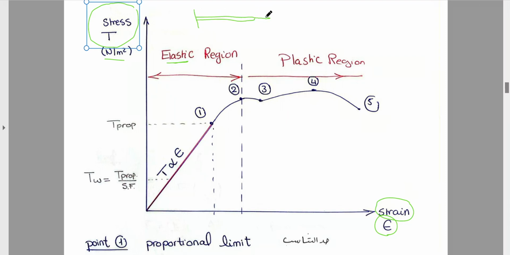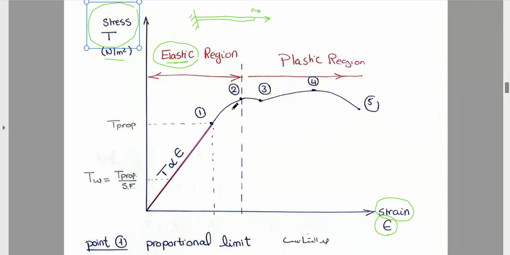I apply force like this on the rod, so strain appears. Force over area means stress. Delta x over x original means strain. If you remove the force, the strain vanishes, disappears. This means elastic region. At any point in it, once you remove the stress, the strain is gone.